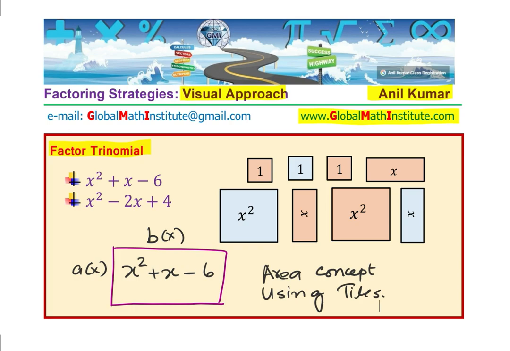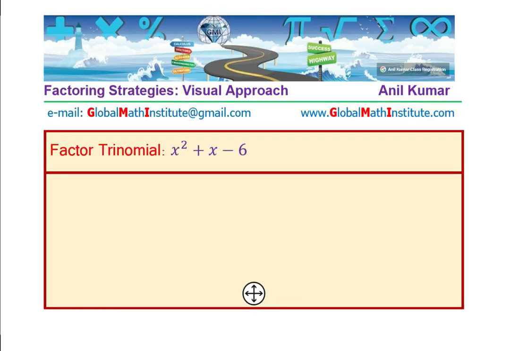So we have square tiles. The blue tiles are positive and red will be considered negative. These are the unit tiles and this is the x tile, right? X square means two sides, x each. Here x means x and 1, right? 1 unit. 1 times x is x. And this is a unit, 1 times 1. So let us see how we do these questions one by one.